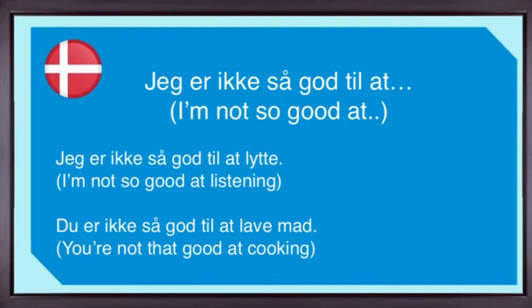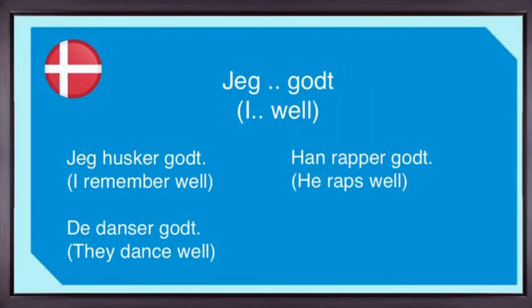Alright, moving on. Jeg, something, godt. And so I do something well. Well. Alright. Jeg husker godt. I remember well. De danser godt. They dance well. Han rapper godt. He raps well, like that rap.